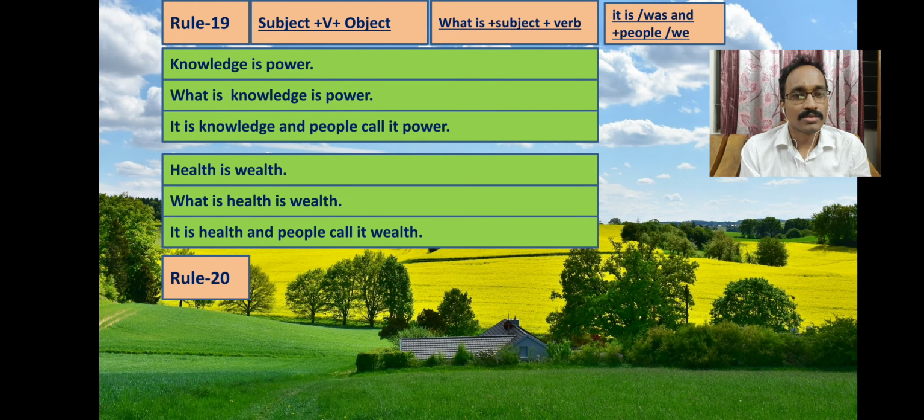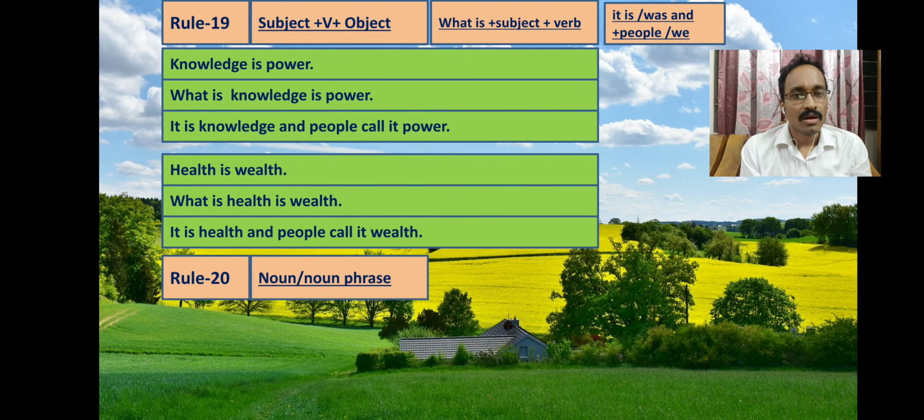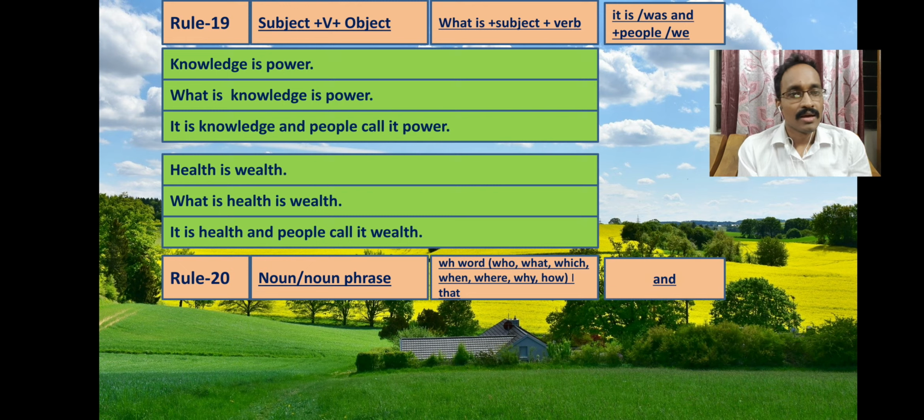Now let's discuss the last rule for today, that is rule number 20. In the beginning of a simple sentence we can find one noun or noun phrase. In this case, to make it a complex sentence, we will use one WH word. WH words, you know, are who, what, which, when, where, why, how, or we can use that. And to make it a compound sentence, we will use and.